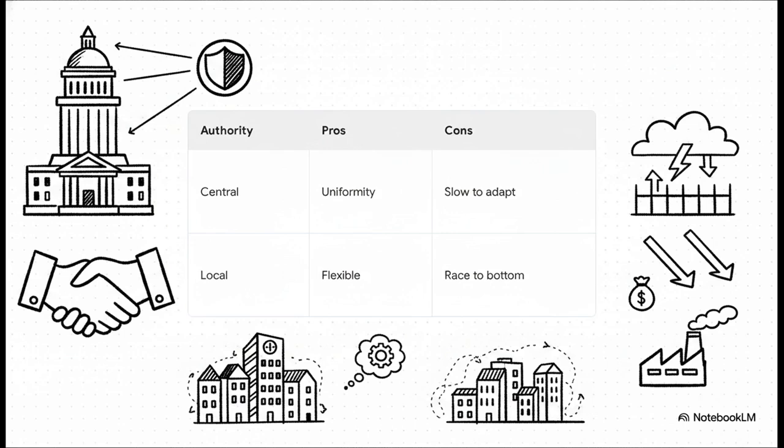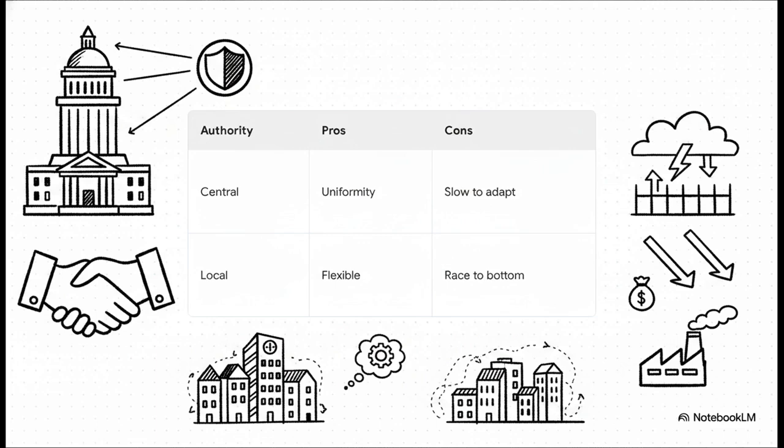Keeping it centralized, like with federal agencies, creates a lot of uniformity and a level playing field, but it can be incredibly slow and totally ignore local needs. Decentralizing that power to local entities is highly flexible and promotes competition. But the downside is it can spark transboundary conflicts. Think pollution drifting across state lines, and a literal race to the bottom where regions just slash regulations to attract more business.